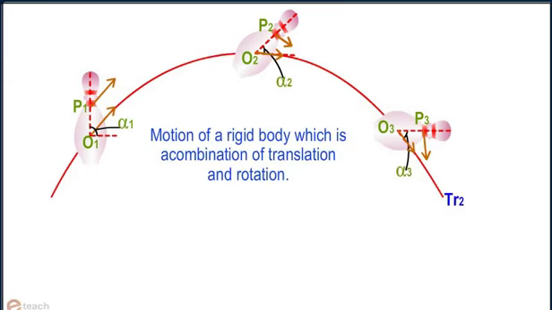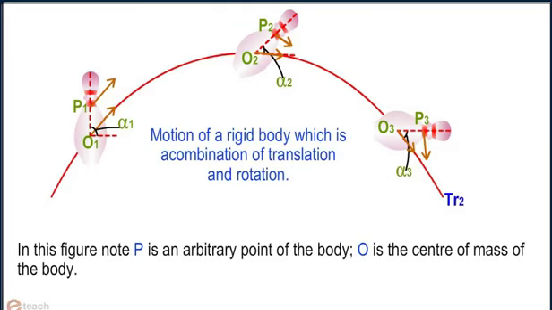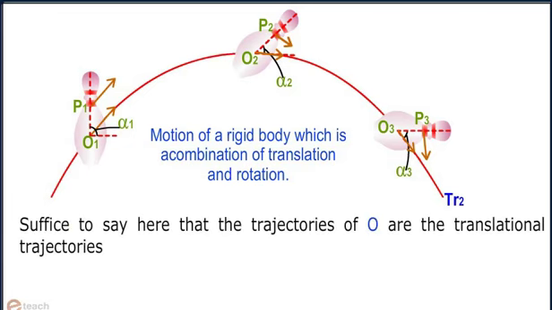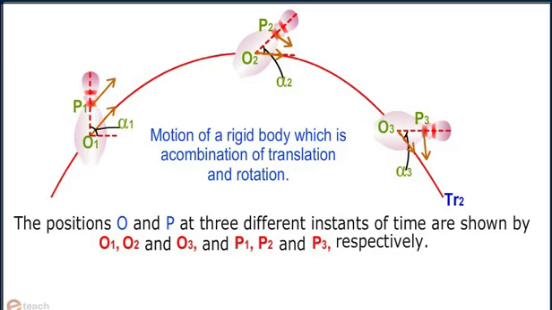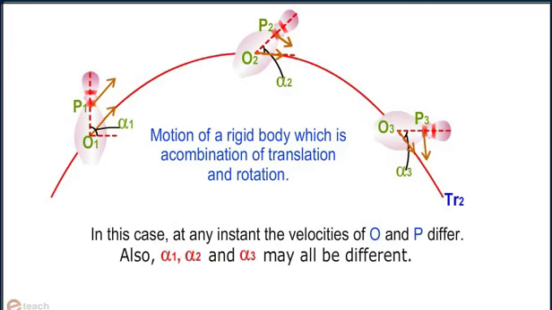Now consider a motion of a rigid body which is a combination of translational and rotation. In the figure, note P is an arbitrary point of the body and O is the center of mass of the body. Sufficient to say here that the trajectory of O is the translational trajectory TR2 of the body. The positions of O and P at three different instants of time are shown as O1, O2 and O3 and P1, P2 and P3 respectively. In this case, at any instant, the velocity of O and P differ. Also, alpha 1, alpha 2, alpha 3 may also be different.